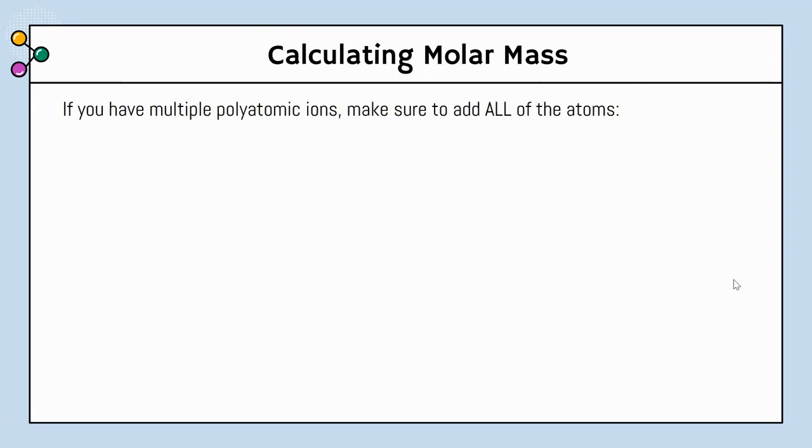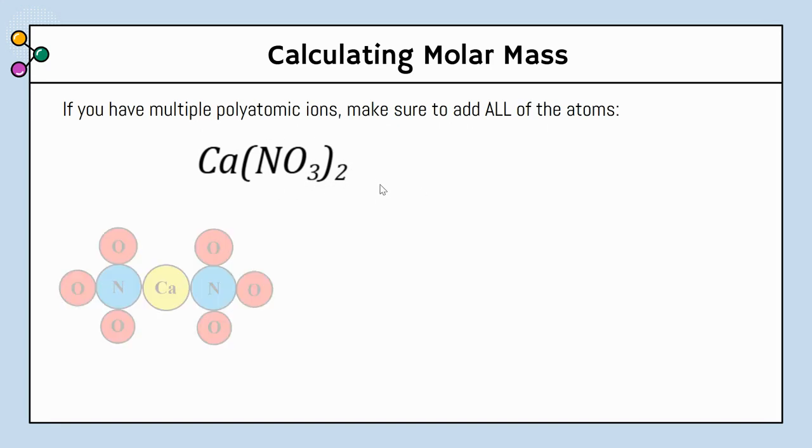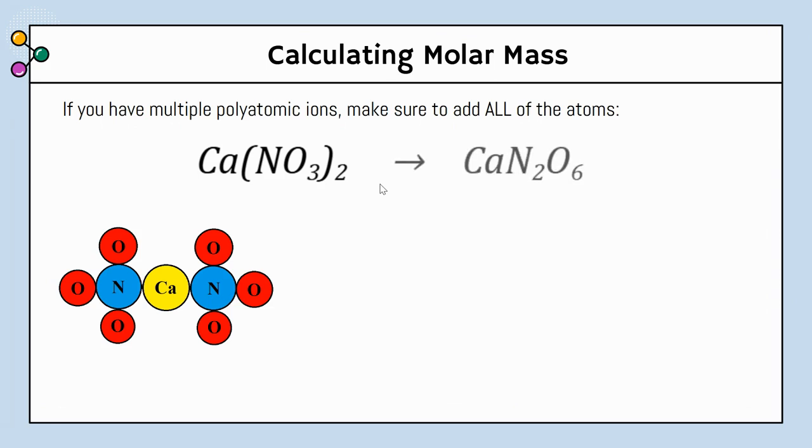Next, quick note about polyatomic ions. If we have something like calcium nitrate seen here, because we have this parentheses around the nitrate and a 2 afterwards, that's like saying we have 1 calcium and 2 groups of that nitrate. What I would recommend as you're getting used to this process of calculating molar mass is first distribute that 2.